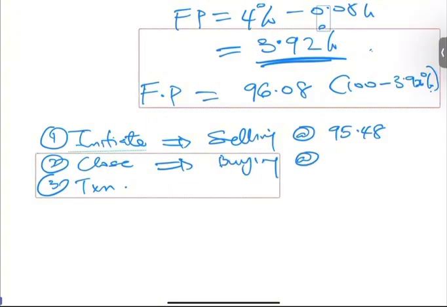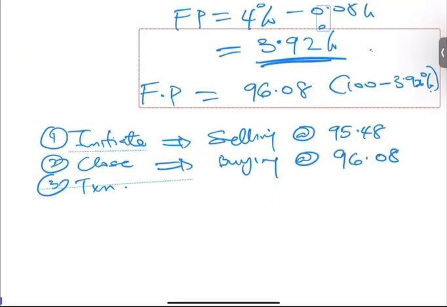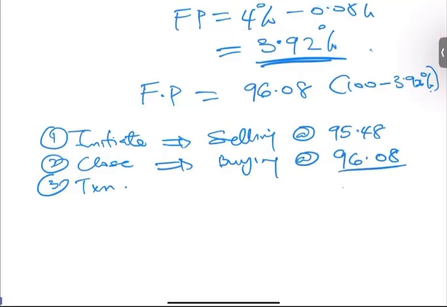What rate are we using to buy when we are closing it? 96.08. You've highlighted it. Fantastic. What is the movement, how many ticks is that? So 0.6%. Imagine. That is how much movement we've seen in the futures from initiation to closing.